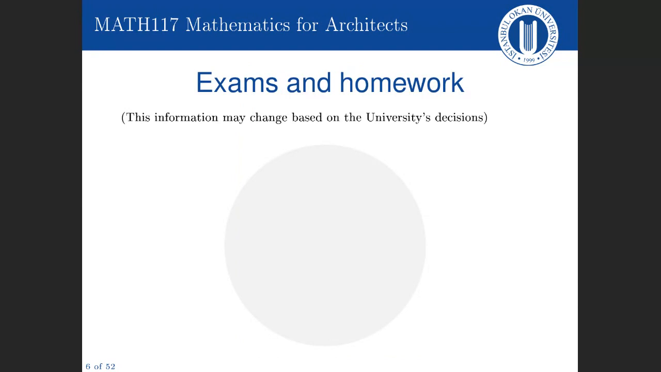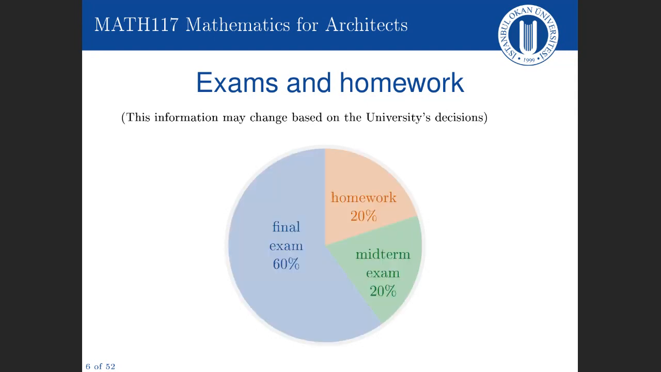We'll briefly talk about how we're going to assess this course, but let me give the disclaimer that this information may change depending on what the university decides. My plan is we will have homework, we're going to have 1 midterm exam, and we'll have a final exam. And my plan at this point is that the weightings will be 20%, 20%, and 60%. Unless the university says that this should change, we will use this distribution.